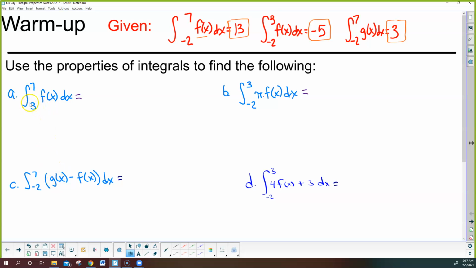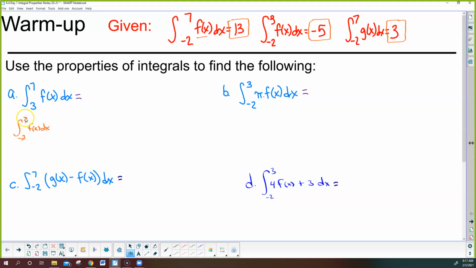So we want to find the area under the curve from 3 to 7 of f of x. Well, I know the area under the curve from -2 to 7, and I know the area under the curve from -2 to 3 of f of x, so I can use these two facts to help me solve this piece here. Now, here's the way I think I would write this, and I'm going to focus on the properties. Part of this warm-up today is so we can review these properties that you watched on Wednesday.